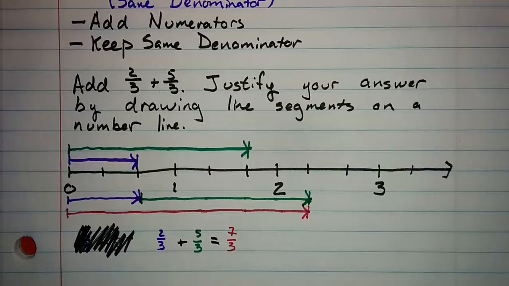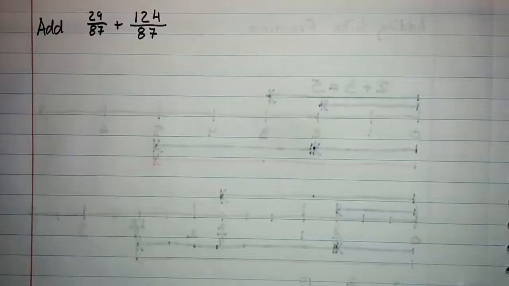Now I'm going to give you one to try that is inconvenient to draw on a number line. Add the fractions 29/87 plus 124/87 without drawing out the sum on the number line. Pause the video and try this now.